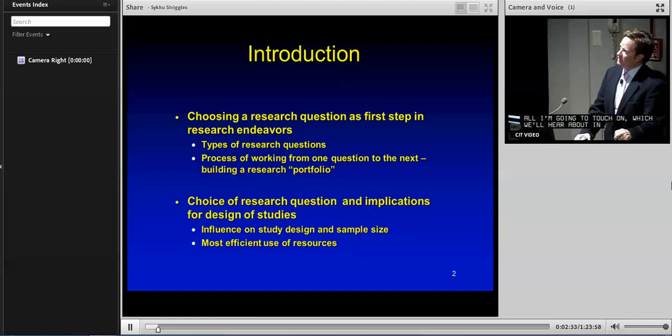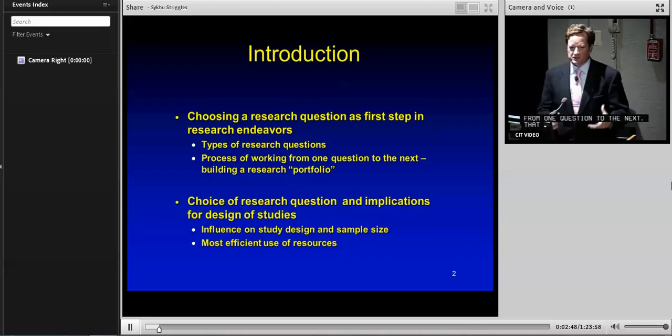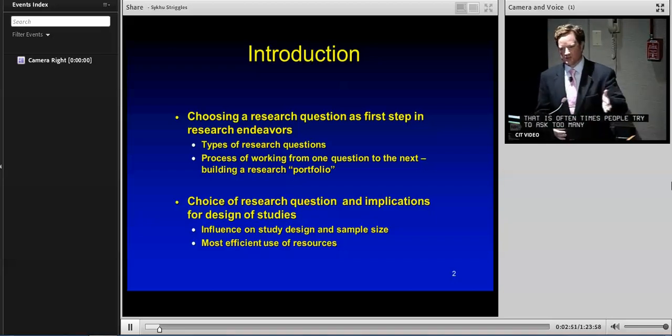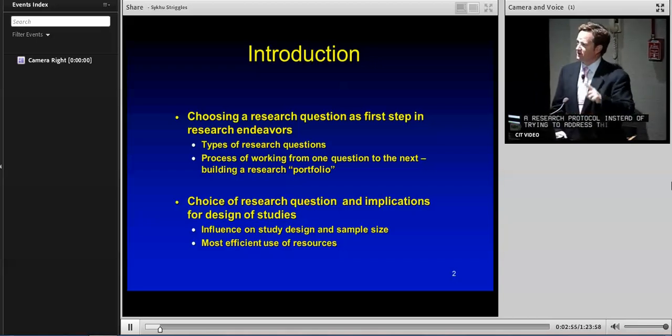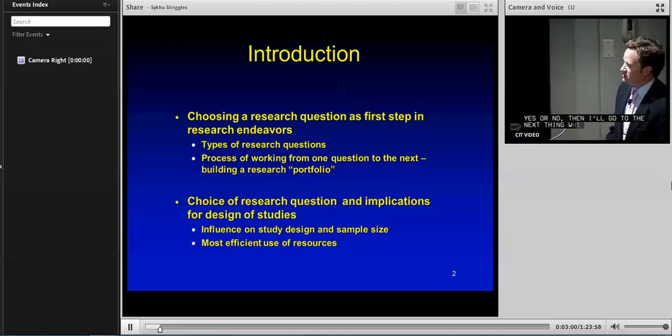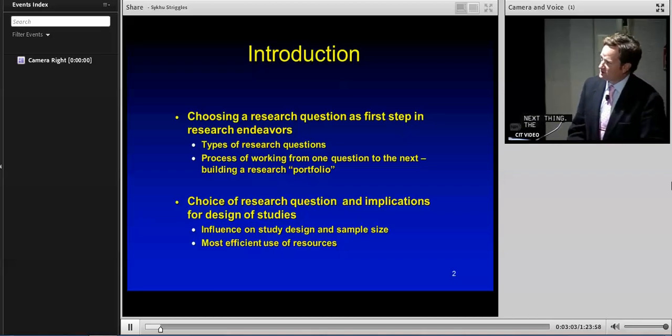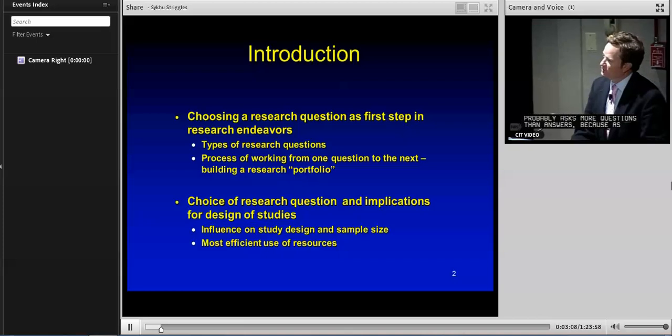Since this is the first talk, choosing a research question is a first step in research endeavors. We'll talk about types of research questions and the process of working from one question to the next. And that is oftentimes what people will try to do is ask too many questions within a research protocol instead of trying to address this in a stepwise manner of I'm going to do this study first. If I get a yes or no answer, then I'm going to go to the next thing, which is going to lead me to the next thing. And there's the old adage in research that good research probably asks more questions than it answers, because as you learn one thing, it leads to the next question that you build upon.